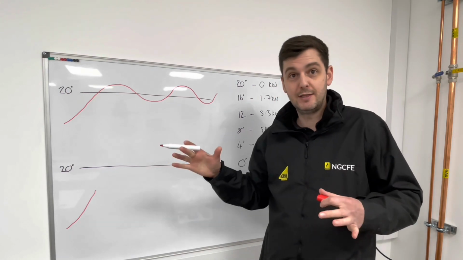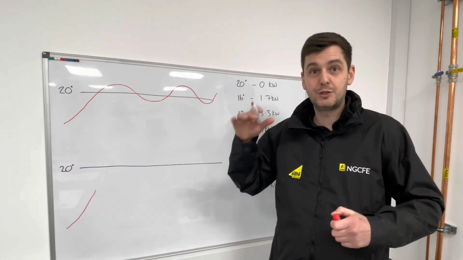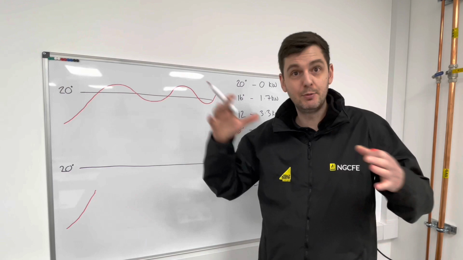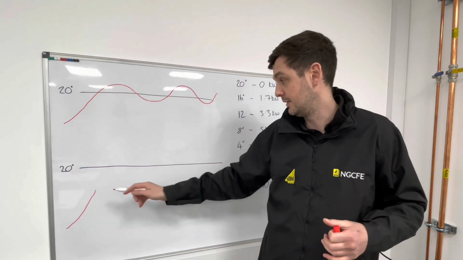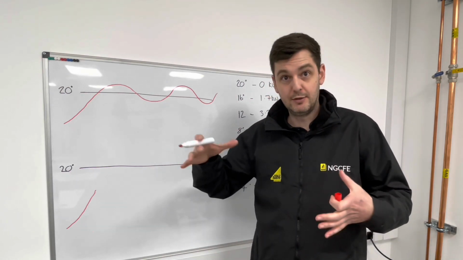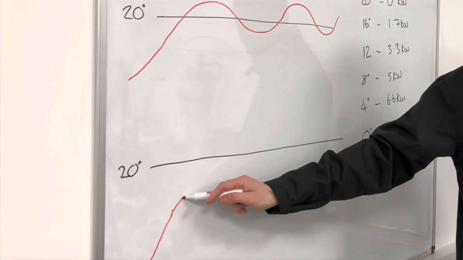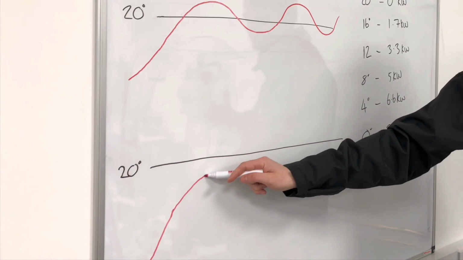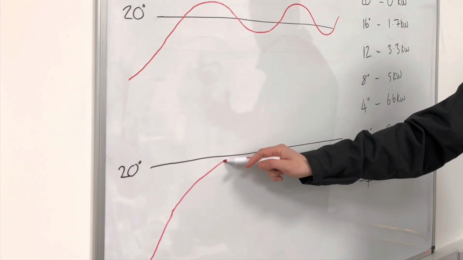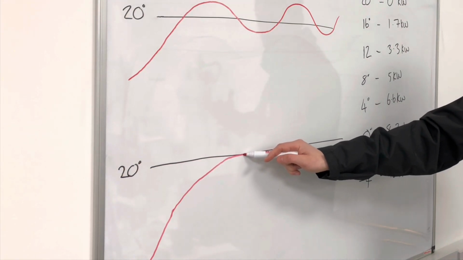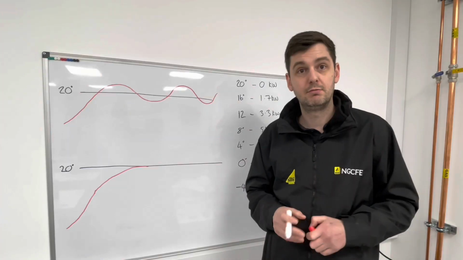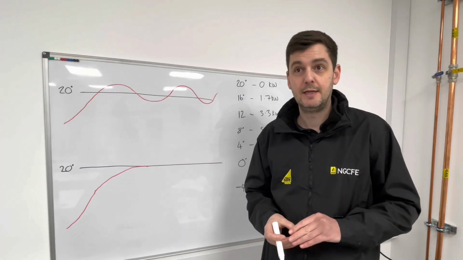The control will constantly monitor this, and as we approach that set point of 20 degrees and the DT between the room and the boiler reduces, it will gradually tell the boiler to slow down and decrease its output so that it will maintain a constant 20 degree temperature if possible.